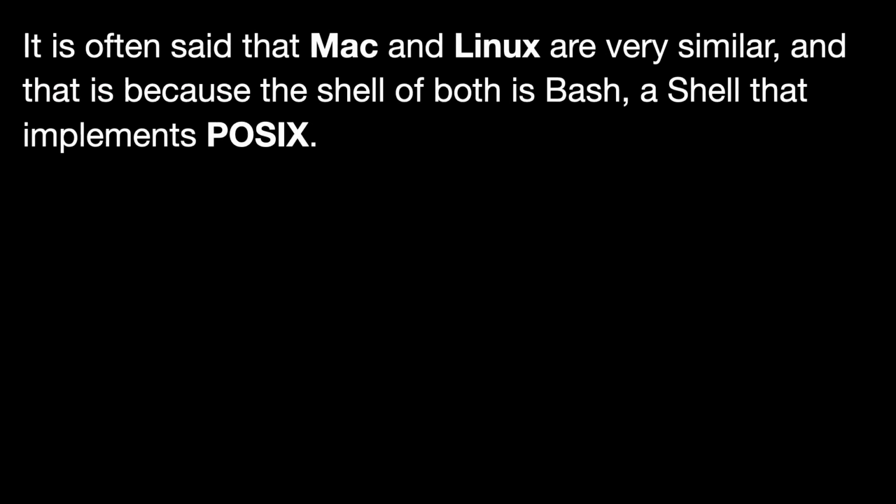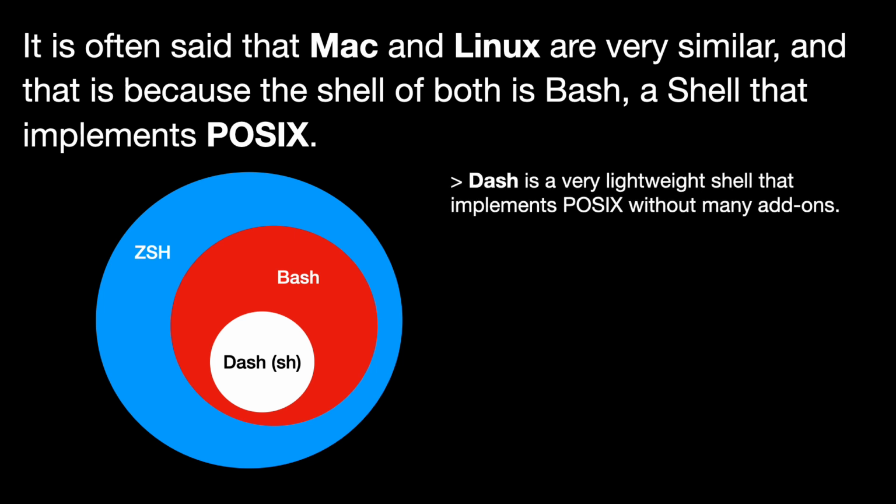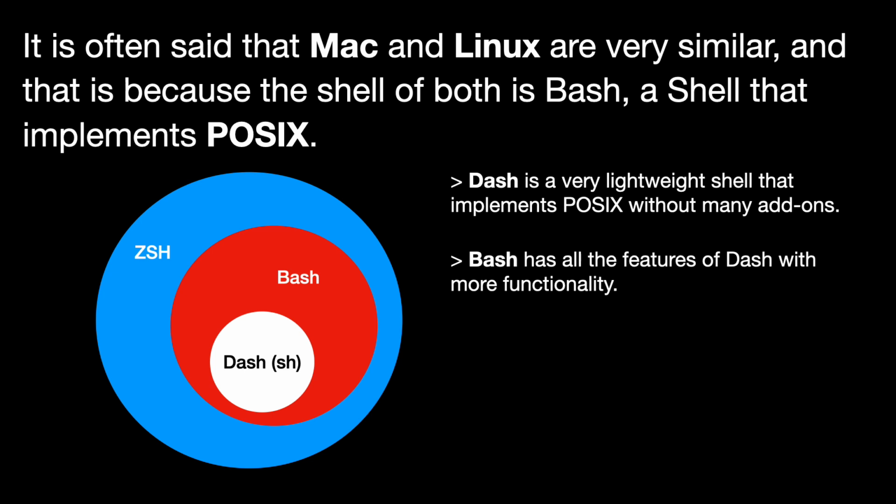It is often said that Mac and Linux are very similar to use, and this is precisely because both operating systems use POSIX-based shells. The Dash shell is basically a one-to-one implementation of the POSIX standard. It is very fast and lightweight. Bash is a shell that also implements POSIX, that is, any instruction valid for POSIX is also valid in Bash, but Bash also implements more features that POSIX does not.